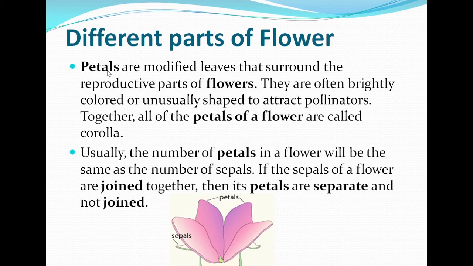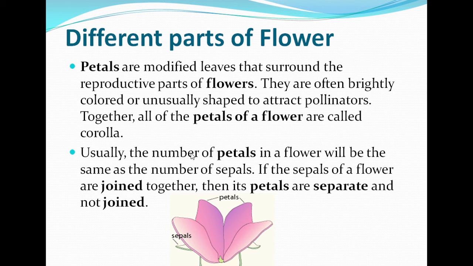Now, petals. This is petals, this is petals, and this is sepal. Petals are modified leaves that surround the reproductive parts of a flower. They are often brightly colored or unusually shaped to attract pollinators. Together, all the petals of a flower are called corolla.